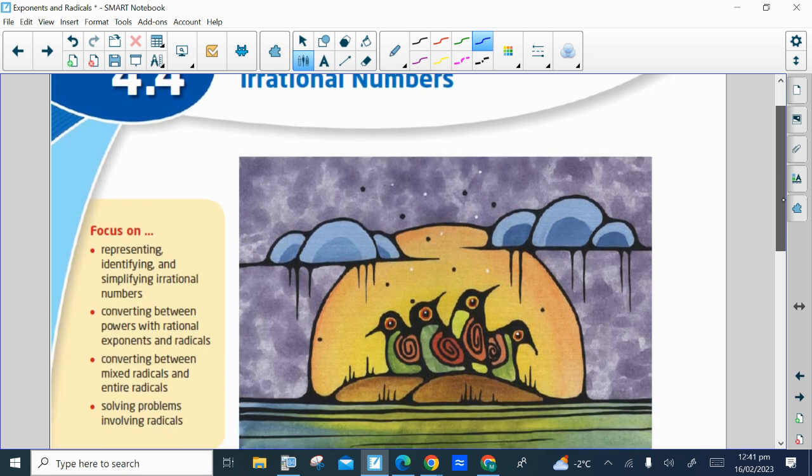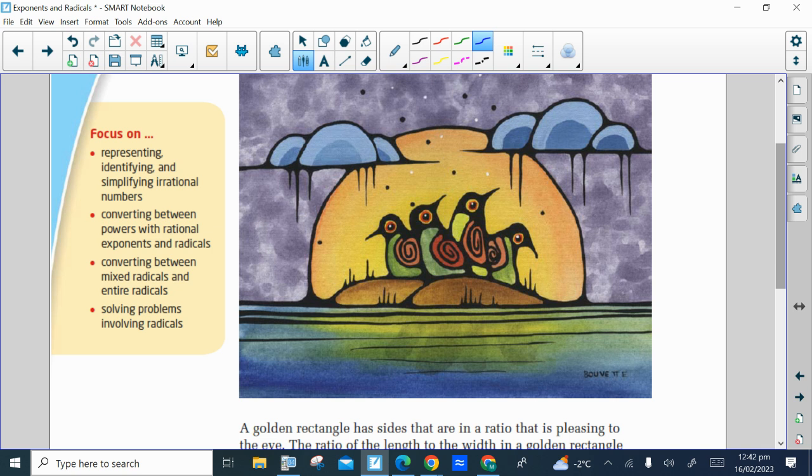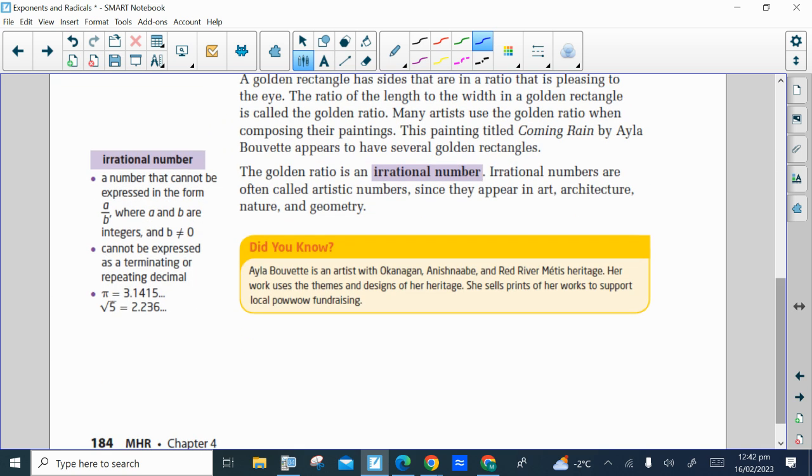So again, we're going to focus on irrational numbers. We're going to represent, identify, and simplify irrational numbers. We're going to convert between powers with rational exponents and radicals. We're going to convert between mixed radicals and entire radicals. And then we're going to solve problems involving radicals. So that's what we're going to be doing here.